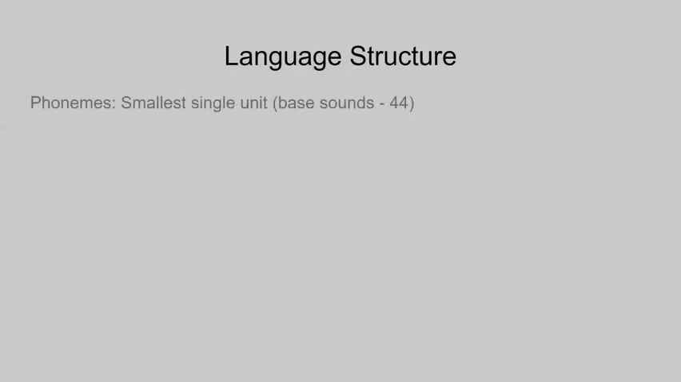Okay, so what's the structure of language? So we begin with phonemes. Phonemes, the smallest single units of language, right? And we have 44 base sounds. You probably remember a program, possibly when you were young, called Hooked on Phonics, right? And that's what this is, phonemes. So these are like b, t, ch, things like that, okay? And in schools, you'll see a list of the 44 base sounds.